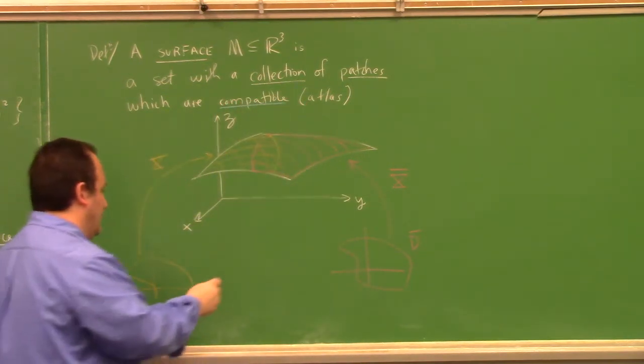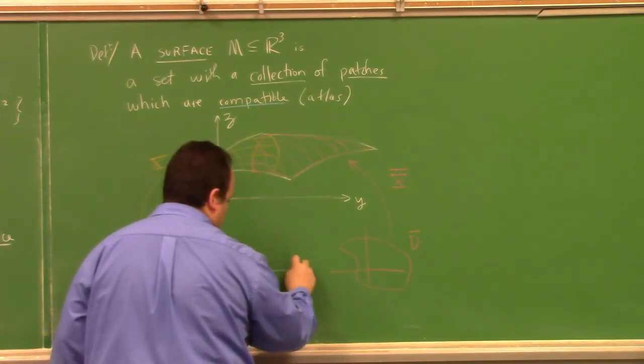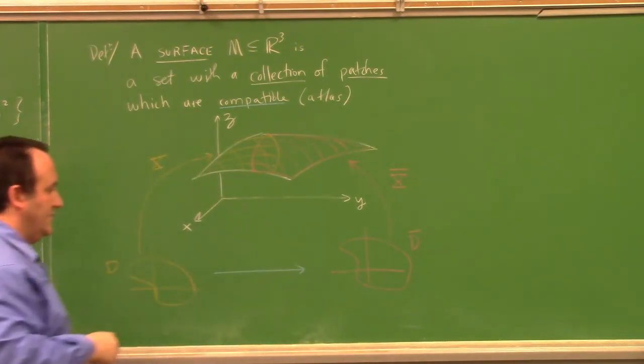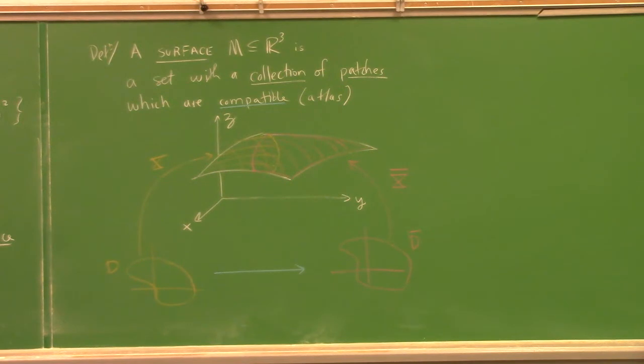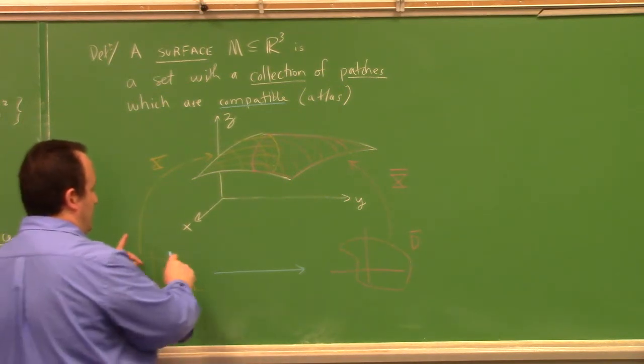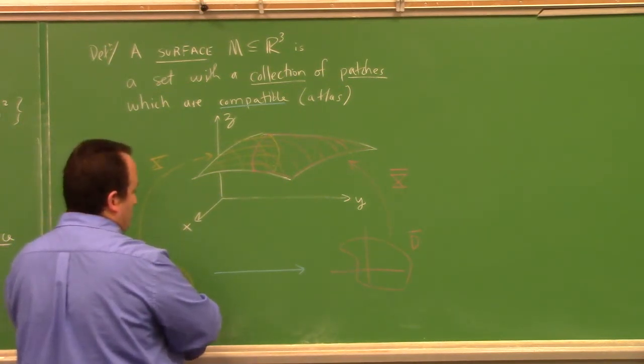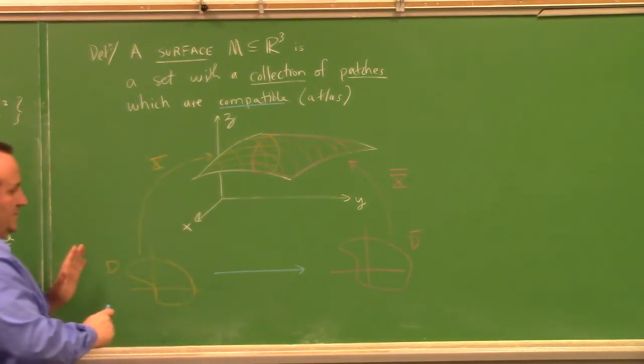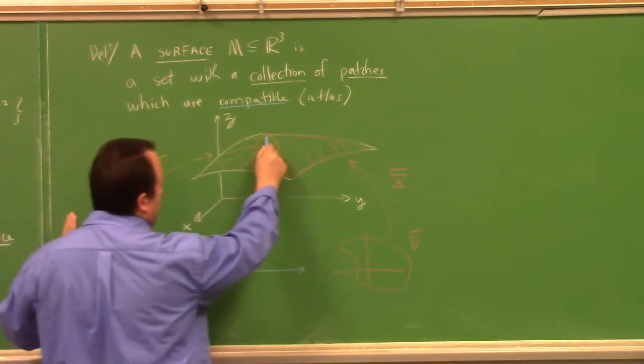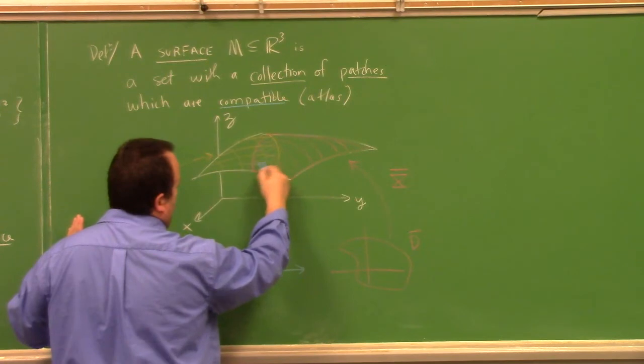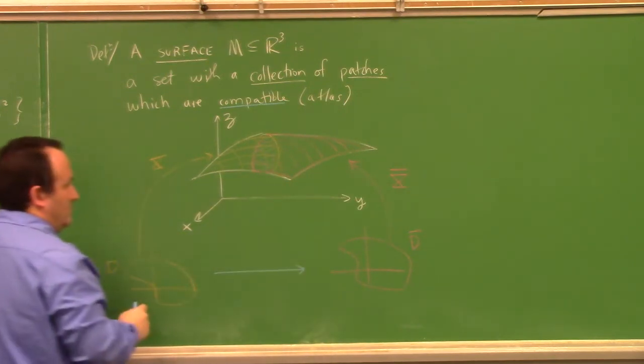That means if I look at the function down here, I can go from one to the other in the natural fashion. Compatible means that, let's see here. So it's going to hit the intersection.